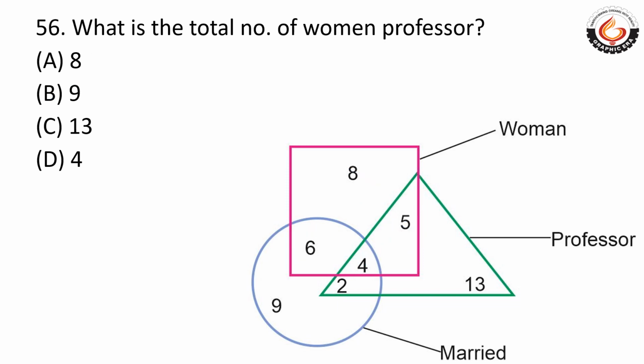Now they are asking total number of women professor. 8, 6, 4 and 5. These are women. Professor, this 8 is not professor, this 6 is not professor, 4 and 5 only. So option B, value 9.